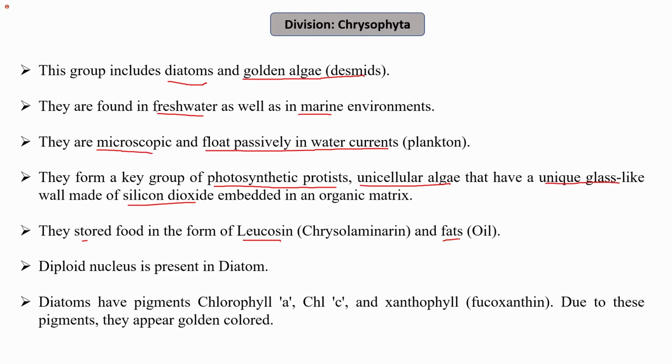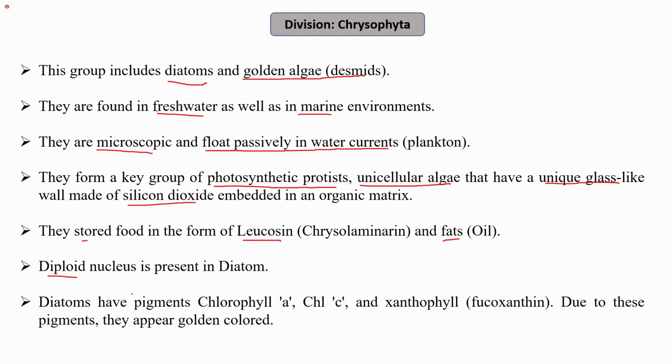Firstly is their cell wall composition that may vary in different divisions of the kingdom Protista. Also, the way they store food. How they store food, in which form, is important to remember, and examples we need to remember for different divisions, right? So they store food in the form of leucosin and fats, and in diatoms, a diploid nucleus is present, right? So 2N, it's a diploid nucleus which is present.